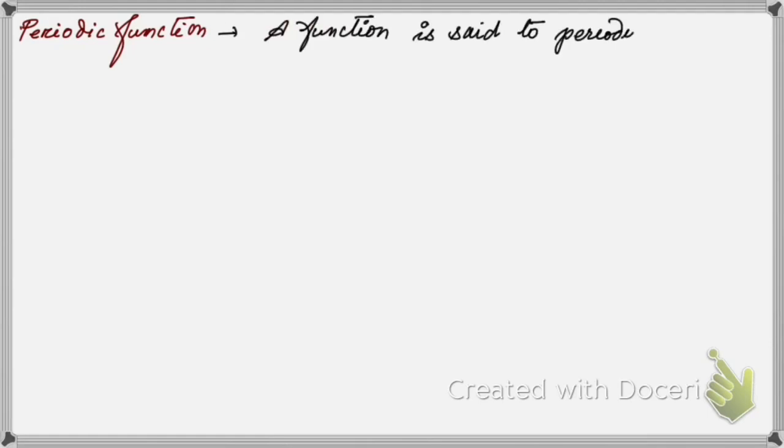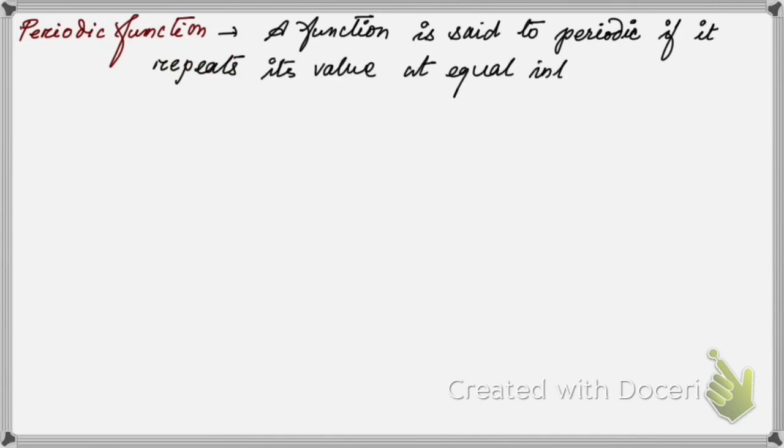So now our topic of discussion is periodic function. First we're going to discuss periodic function. Before we discuss Fourier series, let me explain what a periodic function is. A function is said to be periodic if it repeats its value at equal intervals.